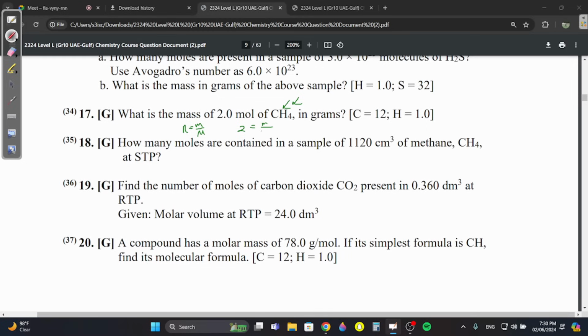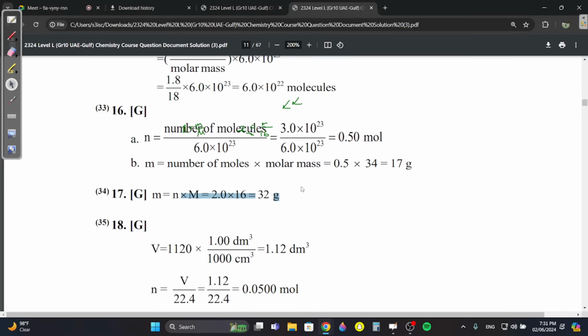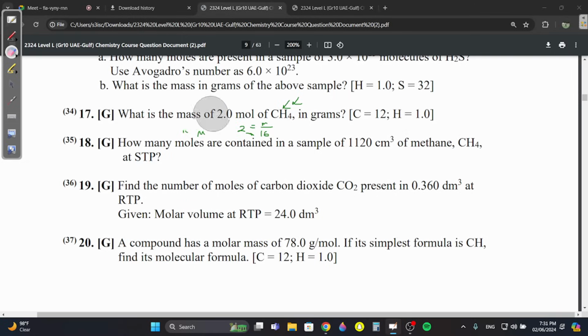And molar mass of CH4 is 16. Just add them up. 2 times 16, 32 grams. Right? 32 grams. Okay. Find the number of, oh no, question 18. How many moles are contained in a sample of 1120 cm³ of methane CH4 at STP?